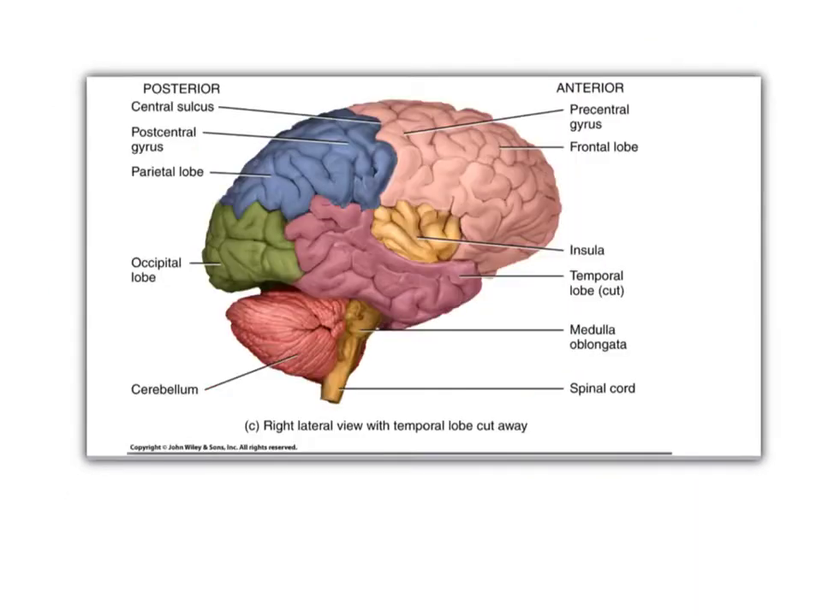Okay, this is a picture of the lobes that you were supposed to become somewhat familiar with when you were flipping around in Unit 2. Some of this terminology will become clear in just a few seconds. The anterior, obviously the front, this is going to be the precentral gyrus. The frontal lobe, the very front part of your brain, is called the frontal lobe.